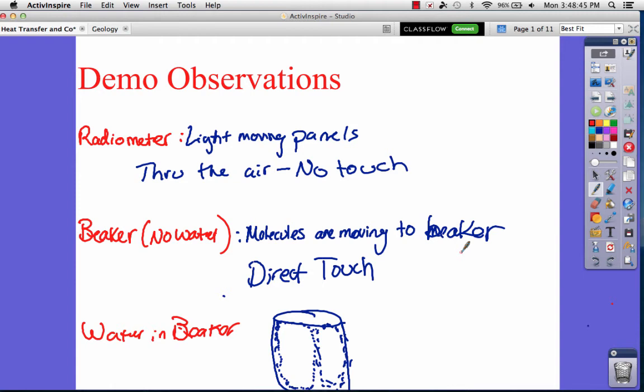Okay, so I'm going to do this video real quick. We're going to try to keep it 5 minutes or under, which talks about the 3 modes of heat transfer. And we use 3 different demonstrations to show this today.